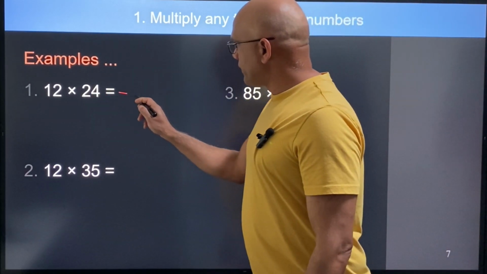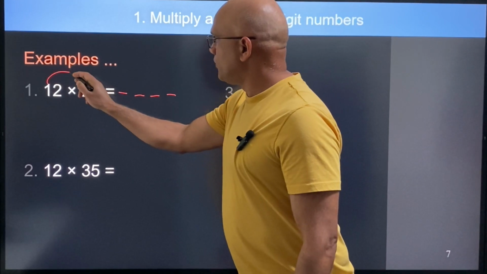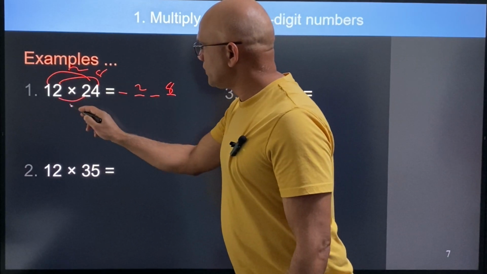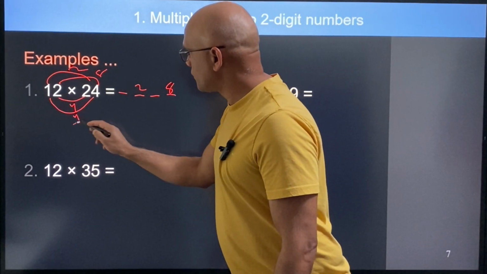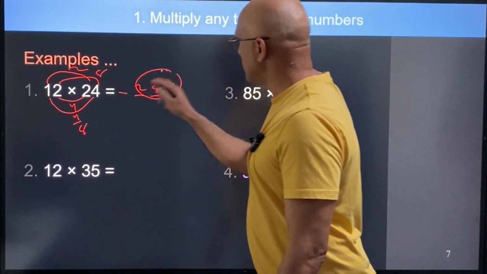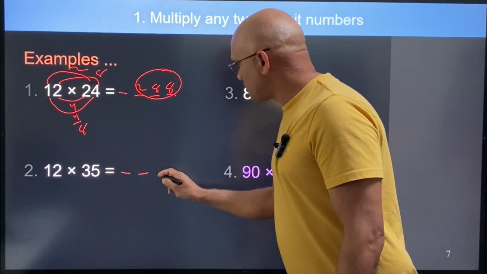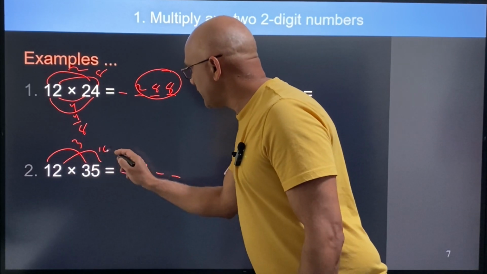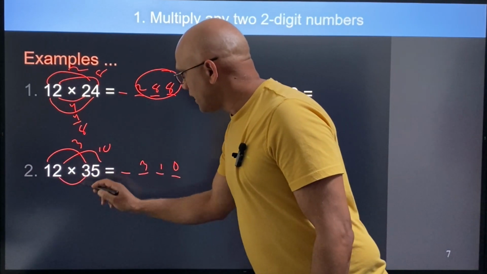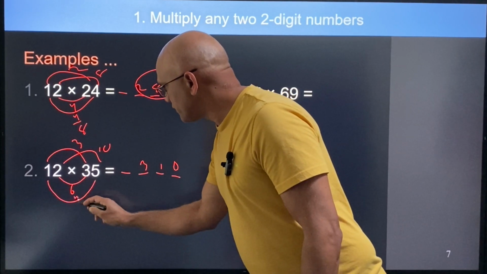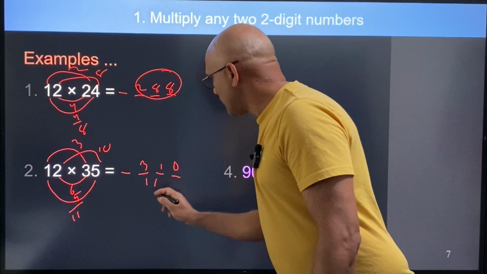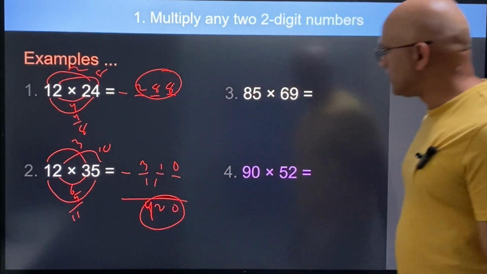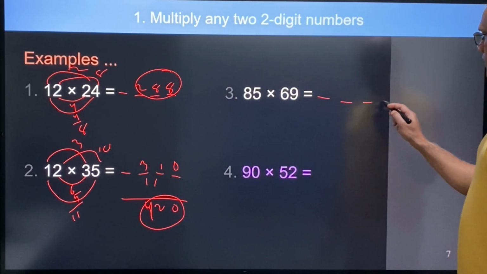12 times 24, so I reserve 4 spots. 1 times 2 is 2, goes here. 2 times 4 is 8, goes here. 2 times 2 is 4, plus 1 times 4 is 4, so this is 8, that goes here. 288 is the answer. Here I reserve 4 spots. 1 times 3 is 3, goes here. 2 times 5 is 10, goes here. 2 times 3 is 6, plus 1 times 5 is 5, 6 plus 5 is 11. Add 11 there. So 0, 2, 4. This is a 4. 420 is the answer.